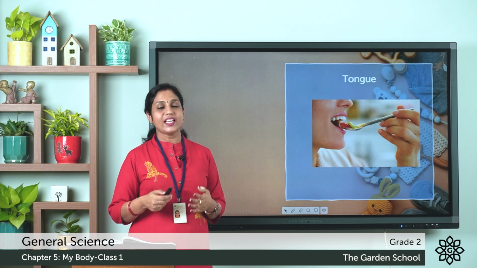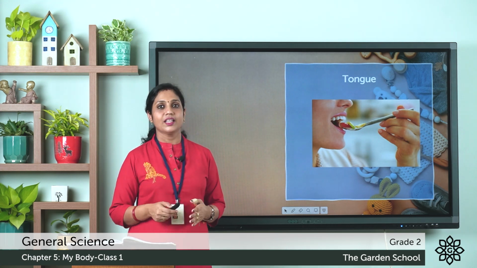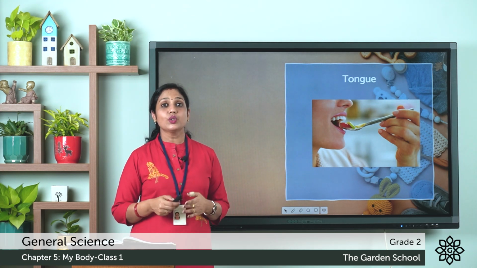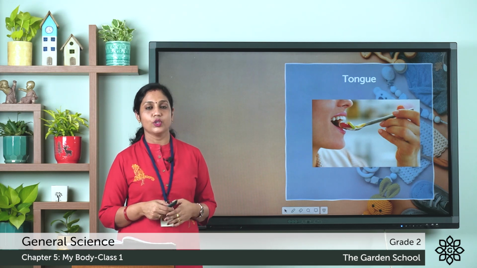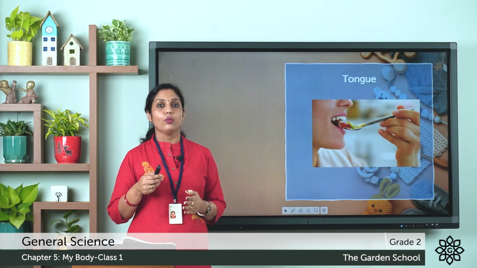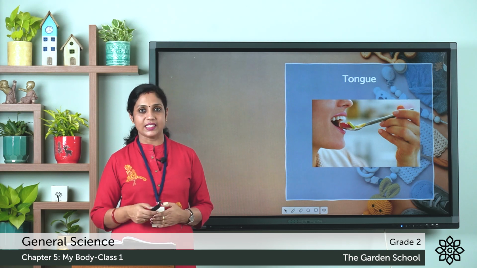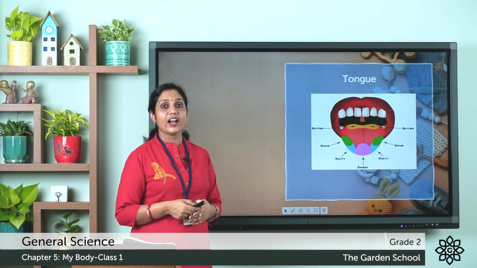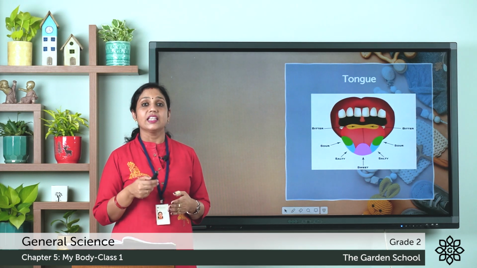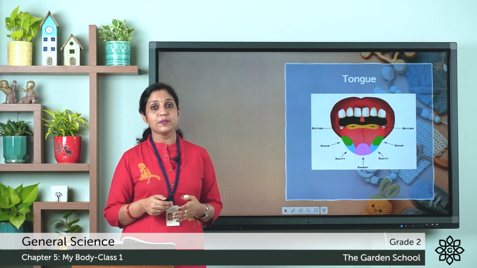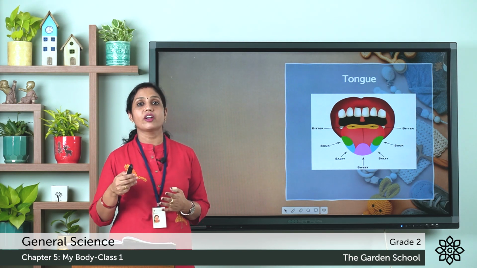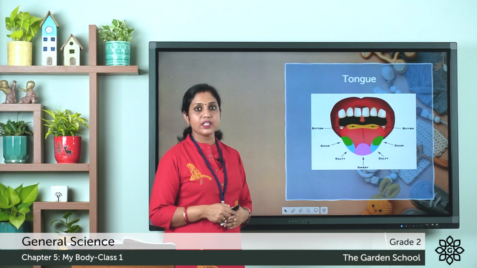Next, let's move on to our next sense organ, that is the tongue. The tongue helps us to taste different food. You are able to identify what the taste of the food is. So in the tongue, there are different taste buds. The taste buds on the tongue help us to identify the taste of different food. So here you can see the taste buds on the tongue.